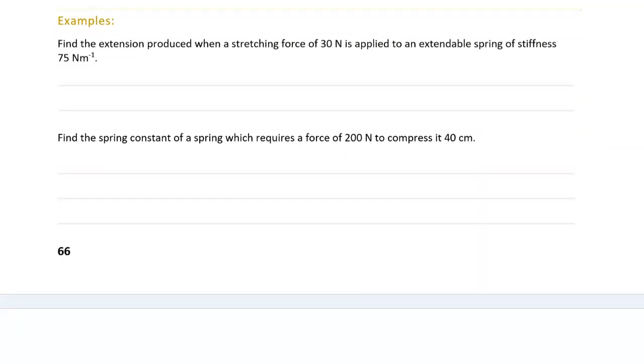So let's look at the first example we've got here. Find the extension. So that's going to be delta x. Remember, delta x could be an extension or a compression. When a stretching force of 30 newtons is applied to an extendable spring of stiffness 75 newtons per meter.